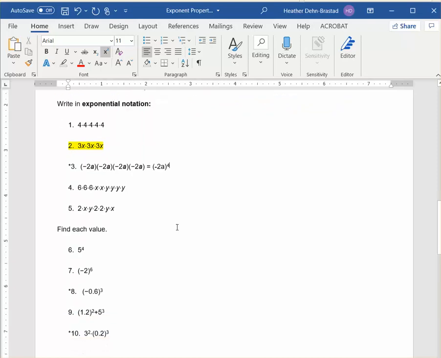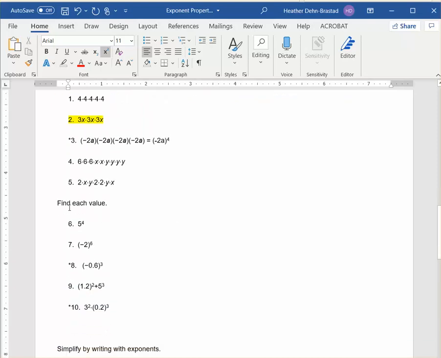Let's look at the next section. It says find each value. That means to evaluate. That means to go ahead and figure out what this would be as one single number. So let's look at number 8. In number 8, we have negative 0.6 being repeatedly multiplied. And notice that it is a negative base. So what I really have is a negative 0.6 times a negative 0.6. And then we need one more of them because our exponent is 3.